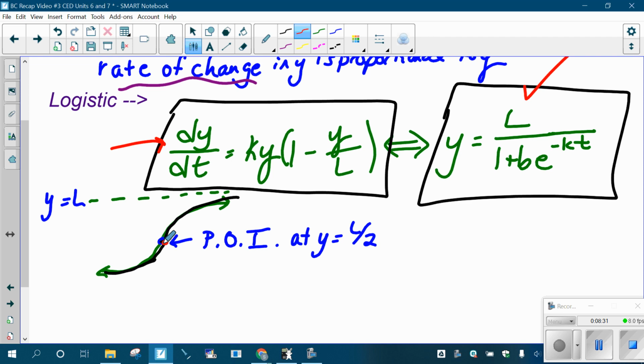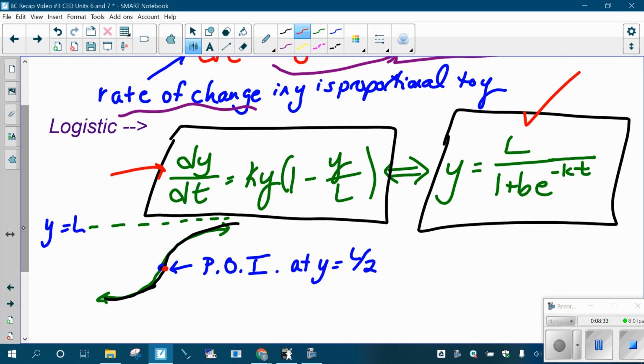Anyway, back to logistic growth. Remember, y equals L in this function. L is your carrying capacity. It's that horizontal asymptote. It's that maximum. B was the random constant that is the plus C in the logistic growth one. And the K is this K. Cool.